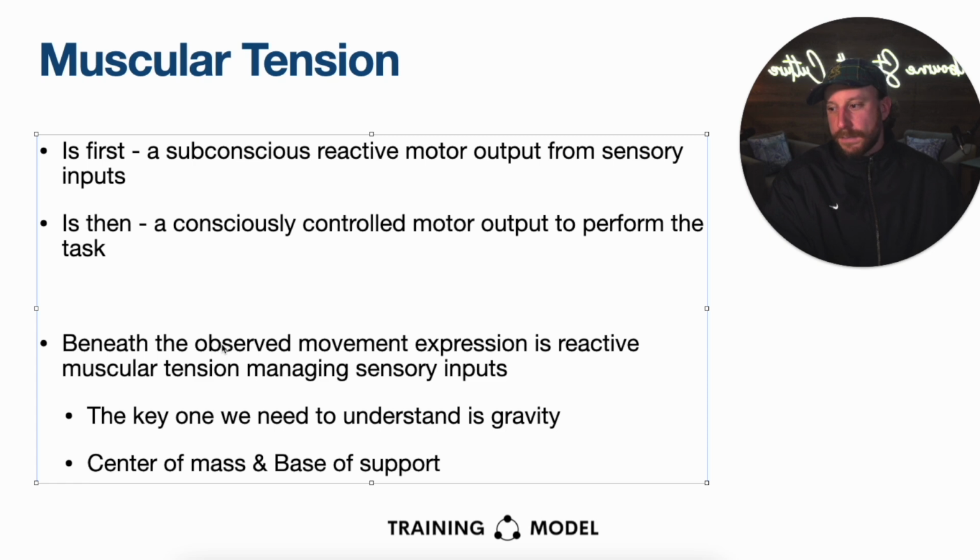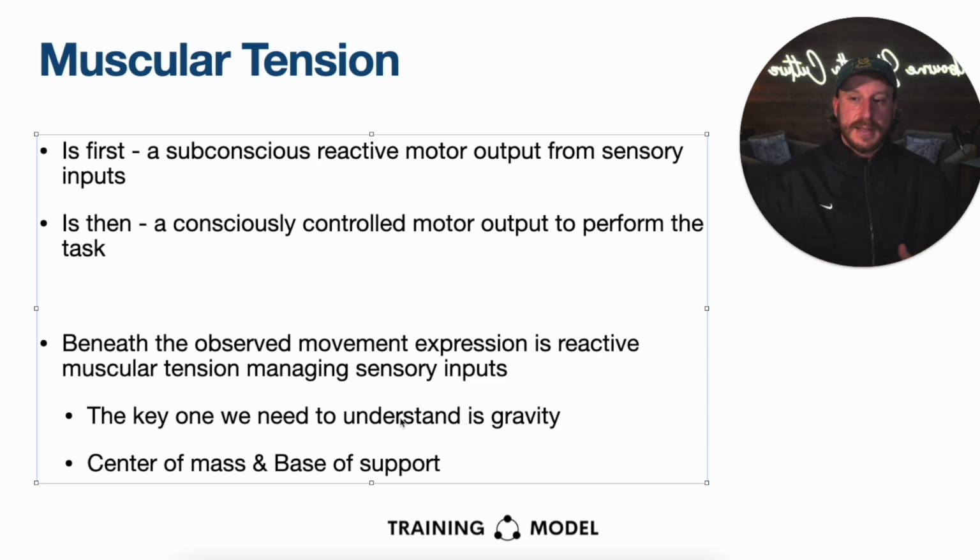Beneath the observed movement that you're looking at is a reactive muscular tension managing all of the sensory inputs. The key principle that we need to understand is that most of the sensory inputs are coming from how we're managing gravity, and the relative bone positions and joint positions that we're in, in order to manage gravity first.